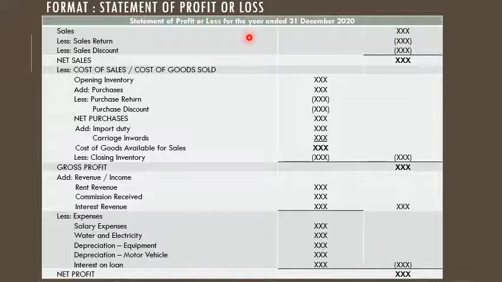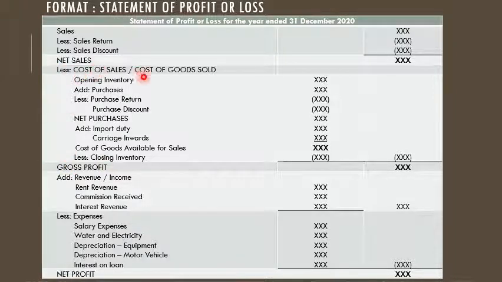Okay, so if you look at the format here, the sales, we minus first the sales return, and then we minus also the sales discount, and then you get the net sales, jualan bersih. You must label it to be at net sales so that I can give you some tips. Kemudian net sales tolak cost of goods sold ataupun cost of sales, kita akan dapat gross profit. Net sales tolak cost of sale, dapat gross profit.